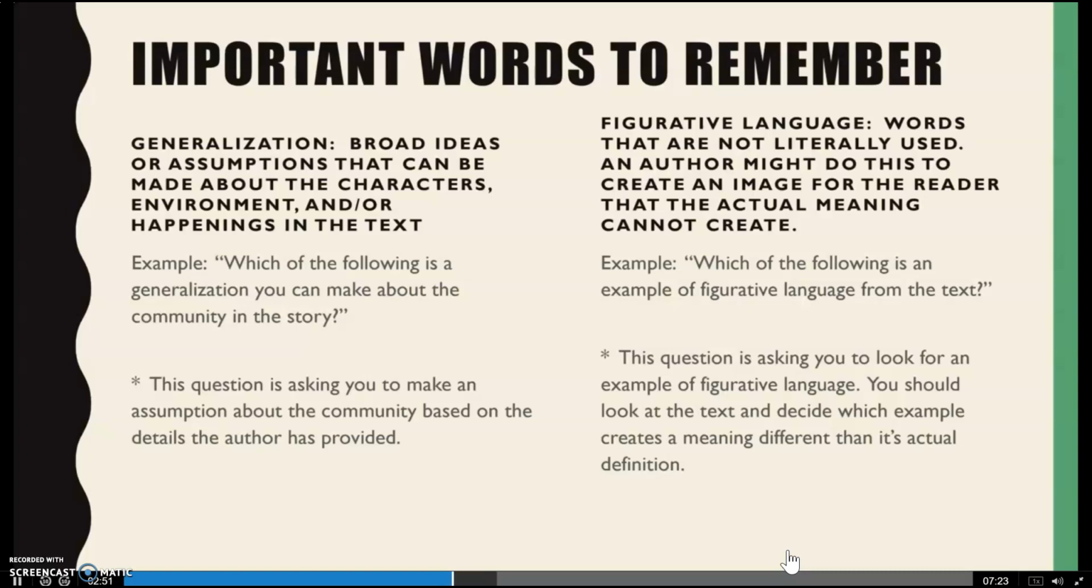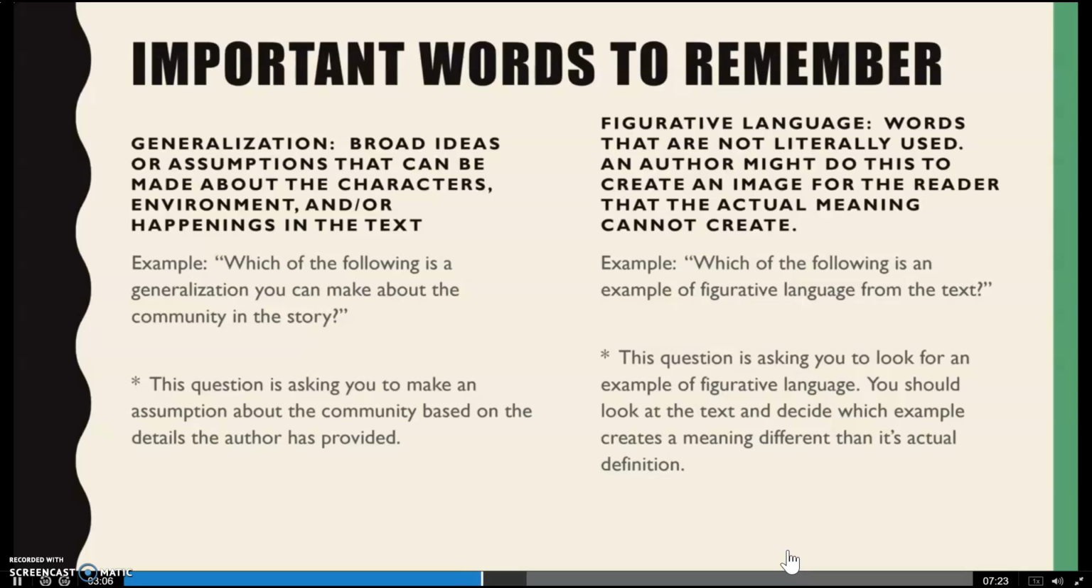This is called figurative language. So words that say one thing but mean another thing. And we all use these even if you're not aware of them. Okay, so for example here, it says, which of the following is an example of figurative language from the text?